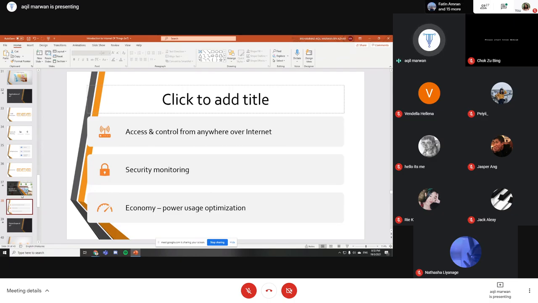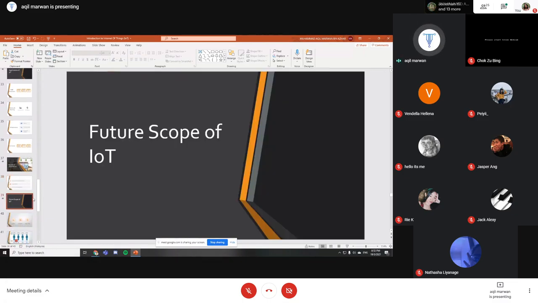And the third one is economic power usage optimization, which could save a lot of energy in terms of carbon from cars and also from optimizing and fully utilizing electricity from the sun itself. And then the future scope of IoT. For this one, I also have a short video to show you guys.